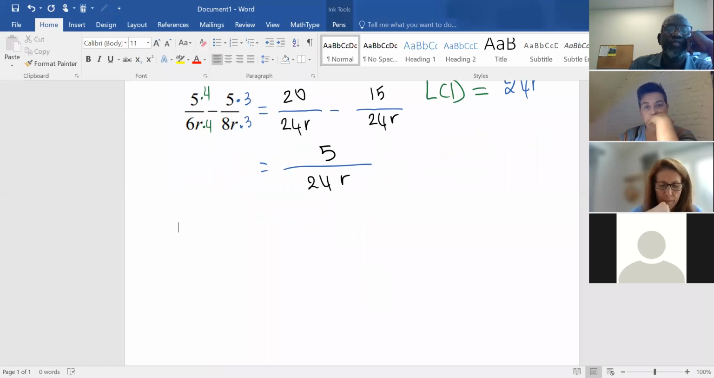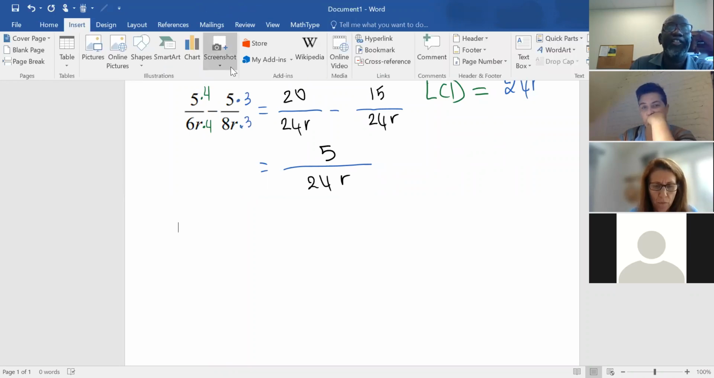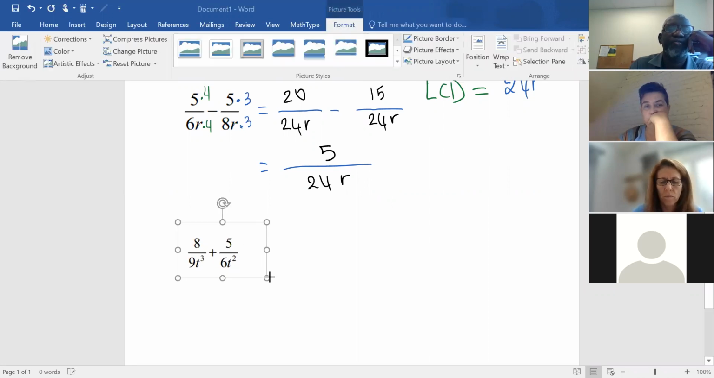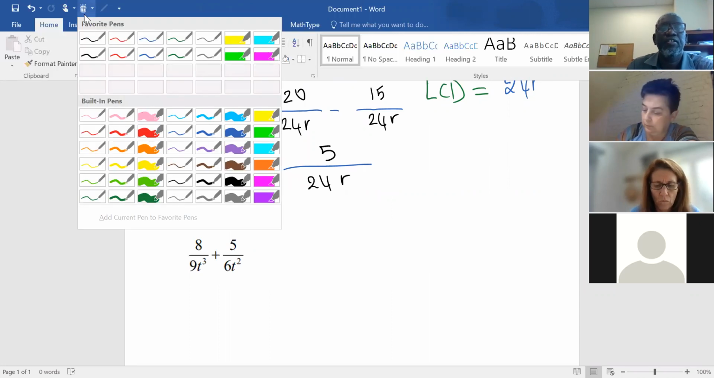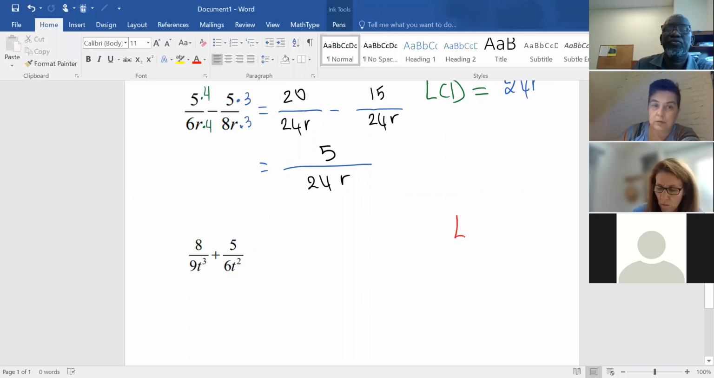Gradually. Try to do this one, everybody. Again, same thing. Find the LCD, and then go from there.